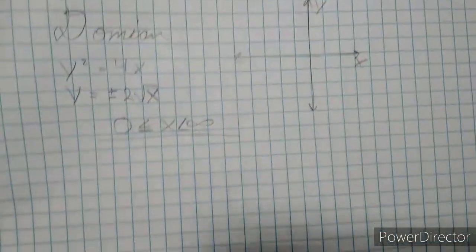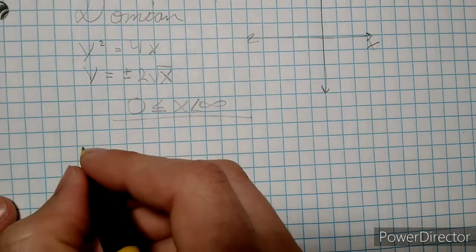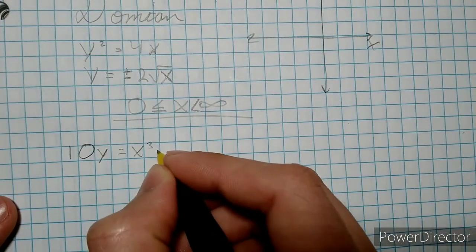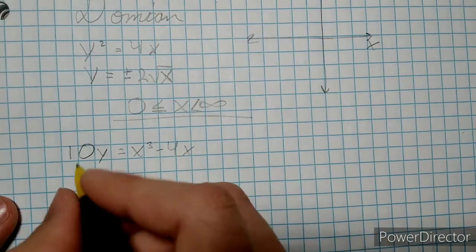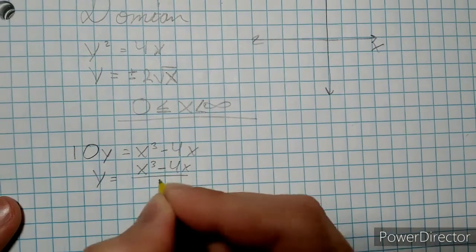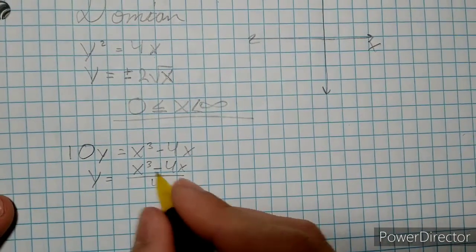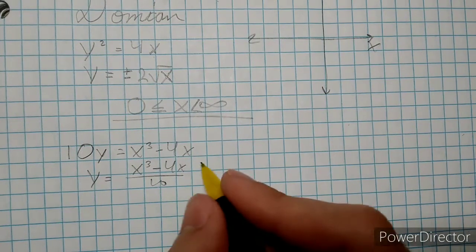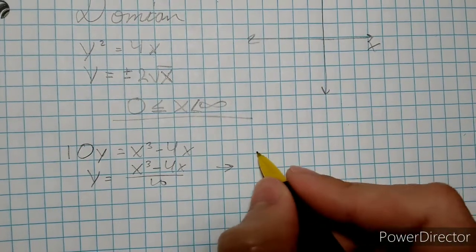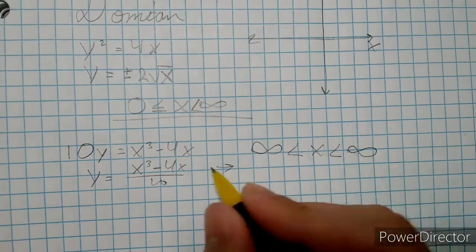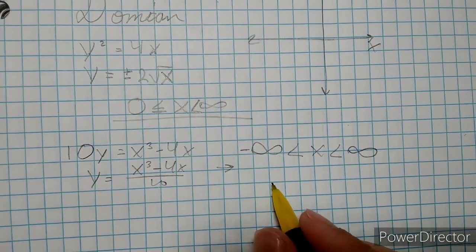In another example, let's say 10y equals x cubed minus 4x. We solve for that. Y equals x cubed minus 4x over 10. What values can we put in here? The x values. Well, is there any limiting factors? Not that I can think of. So in this case, infinity, that would be negative infinity.